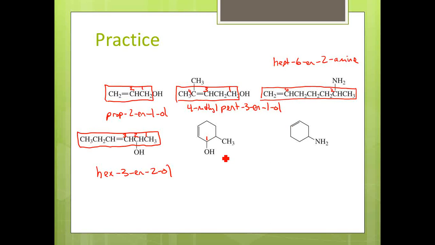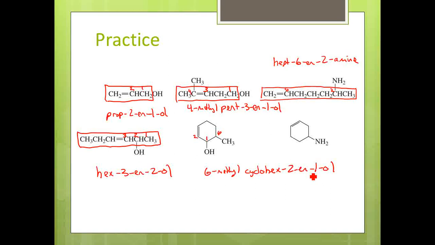Alright, on our two rings, the highest priority functional group will get the number 1. So in this case, that means the OH is the number 1. And then we're going to number it so we have the lowest possible numbers. I'm going to have my double bond start as 2, 3, 4, 5, 6. Alright, so our backbone is a cyclohexene-ol. So we just have a 6-methylcyclohex-2-ene-1-ol.